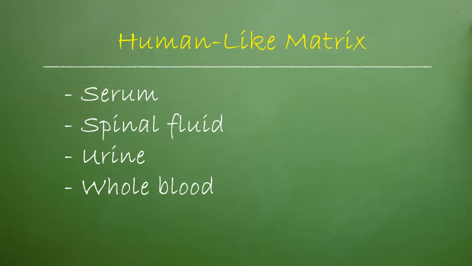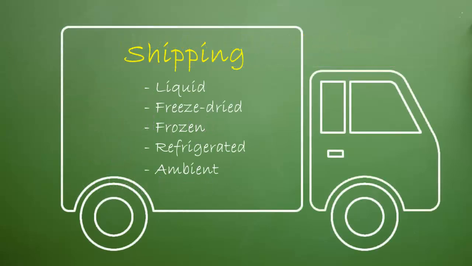For controls to work correctly, they must act like a patient sample. For example, a blood control must be in a blood-like material. This is the same when testing spinal fluid, urine, or whole blood. Controls are shipped in liquid, freeze-dried forms, frozen, refrigerated, or at ambient temperature.